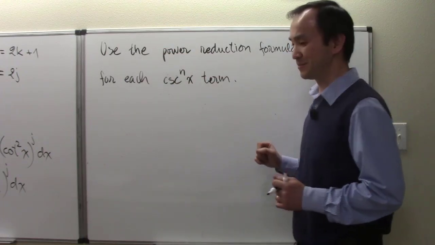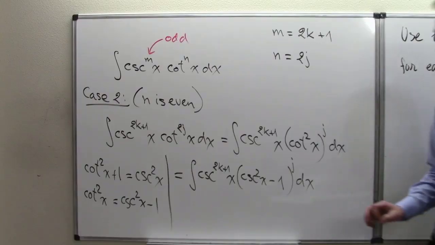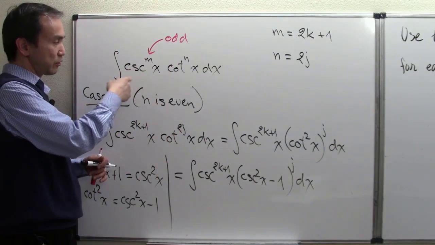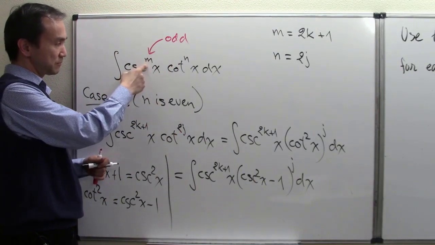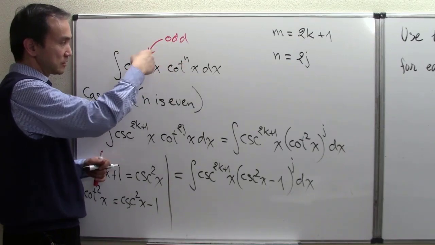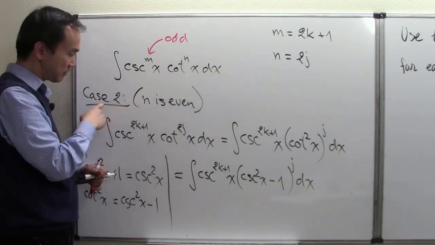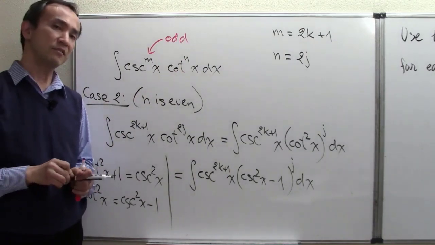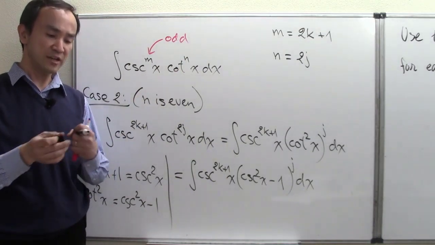All right, but that is how we handle this trig integral, where we have a power of cosecant and a power of cotangent, and the power on the cosecant is odd, but the power on the cotangent is even. And now let's look at the actual example.